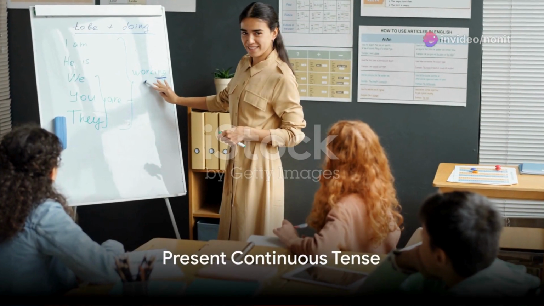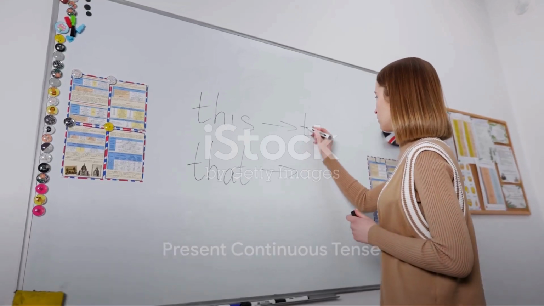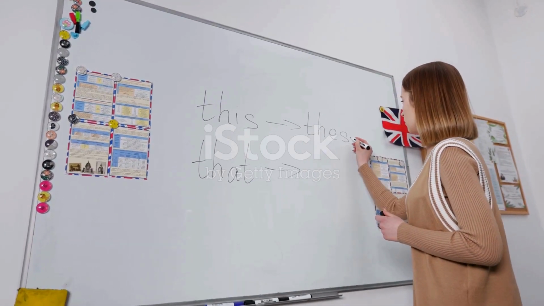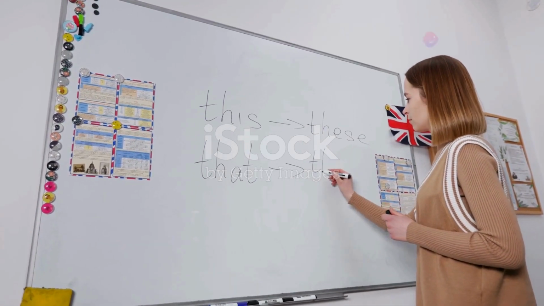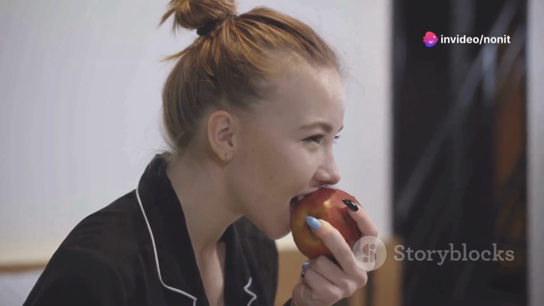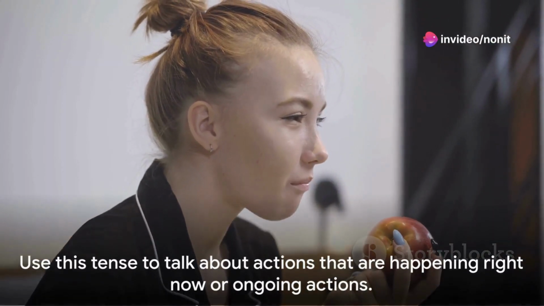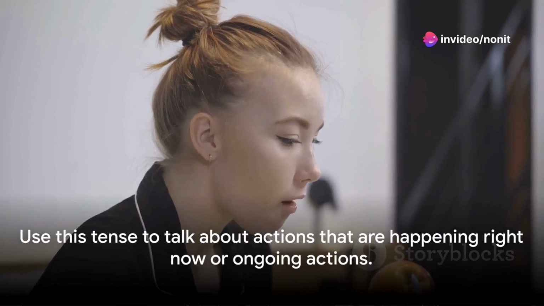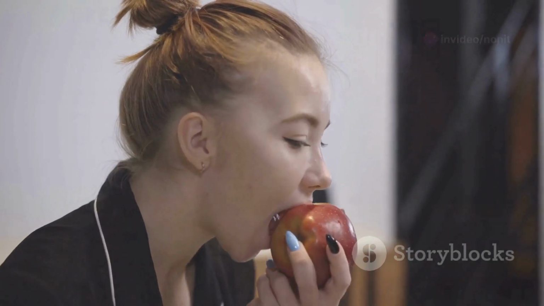Then we have the present continuous tense. It's the subject plus the to be verb and the present participle form of the verb. An example would be, she is eating an apple. Use this tense to talk about actions that are happening right now or ongoing actions.